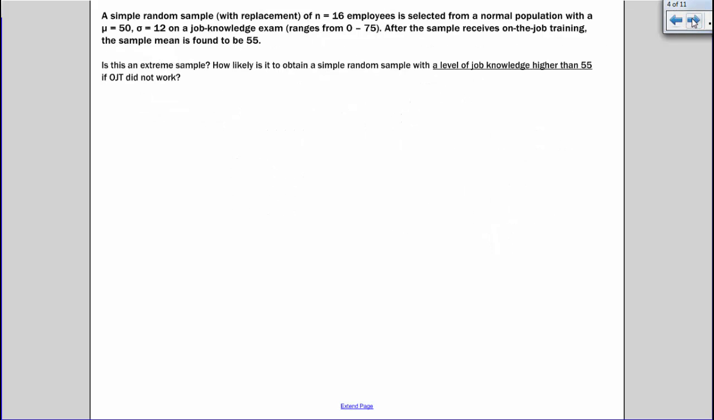All right, now let's get into using the unit normal table to figure out certain probabilities associated with certain sample means.